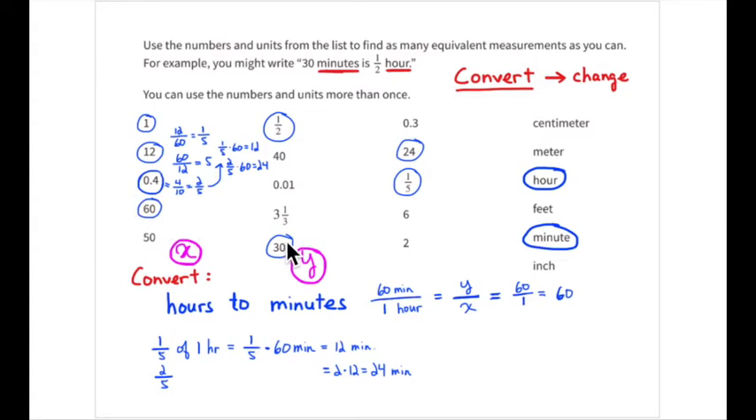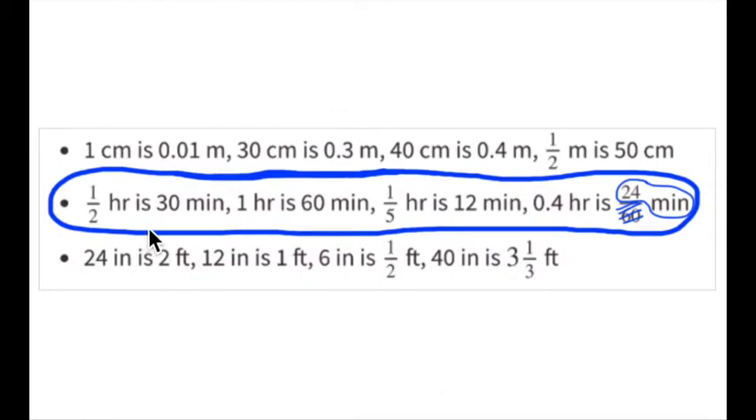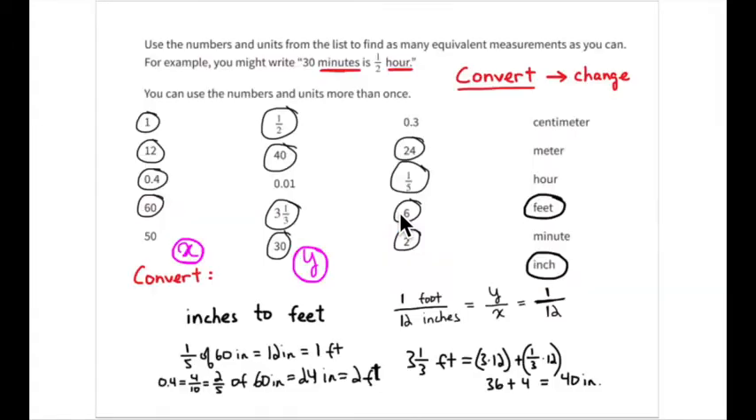I think that's all of them. So the answers that they come up with: 1/2 of an hour is 30 minutes, 1 hour is 60 minutes, 1/5 of an hour is 12 minutes, and here's the 4/10 of an hour, and their answer has 24/60, but it's really just 24 minutes. And so this 4/10 is the same as 2/5, which is twice as much as this 1/5.